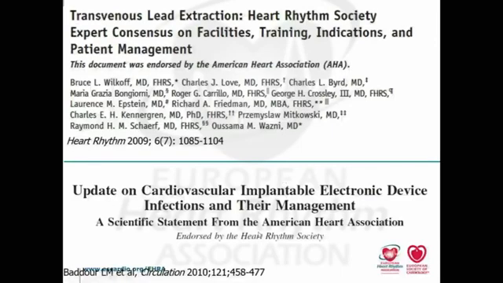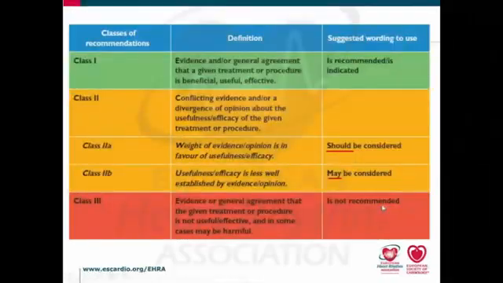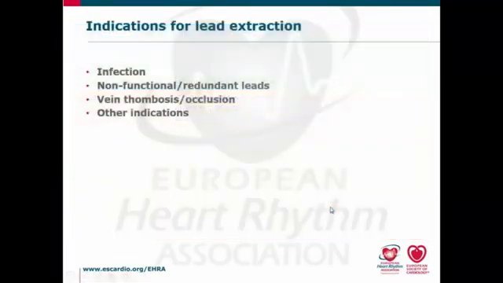There's another document here, which is a consensus statement from the American Heart Association to deal with device infections. I think you all know how these guidelines work. Very briefly, a Class 1 indication recommends you to perform that procedure. Class 2A means that the procedure should be considered. Class 2B, that it may be considered. And Class 3 means it's not recommended.